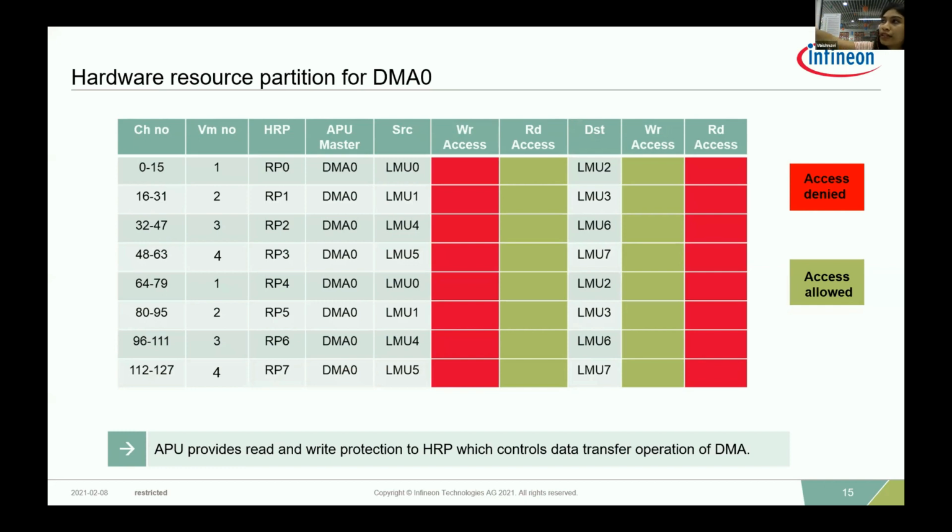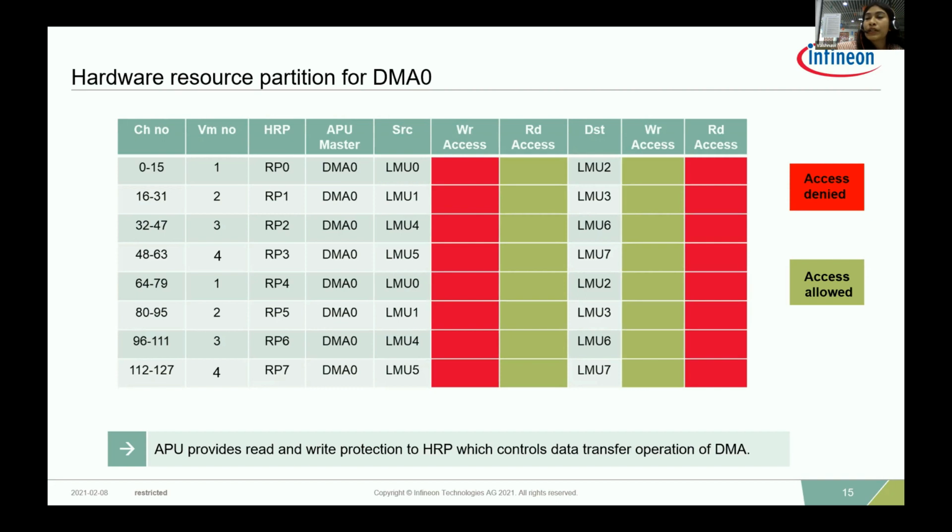This read and write access will be provided by the APU. That is what I was telling in the previous slide. We can use APUs to give the read and write accesses to the set of registers. So here our APU is used in the memory region. Similarly, for channels 16 to 31, we are using virtual machine 2 with the HRP as RP1. The APU master would be DMA0. The source location is in LMU1 without write access but with read access. The destination would be in LMU3 with write access and without read access, and so on.